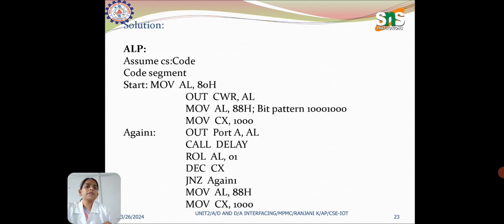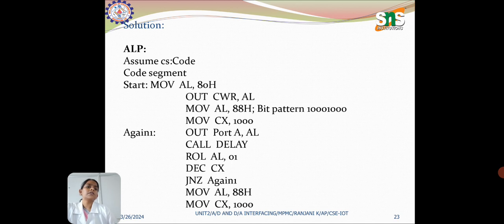So this is the program. It is similar to the other interface. Move AL, 80H loads the value 80H into the accumulator. Next you are writing to the control word register. Next you move AL, 88H, so the bit pattern of 88 is moved to the accumulator, and move CX, 1000. Next you output to port A, where you receive the output. Next is call delay.